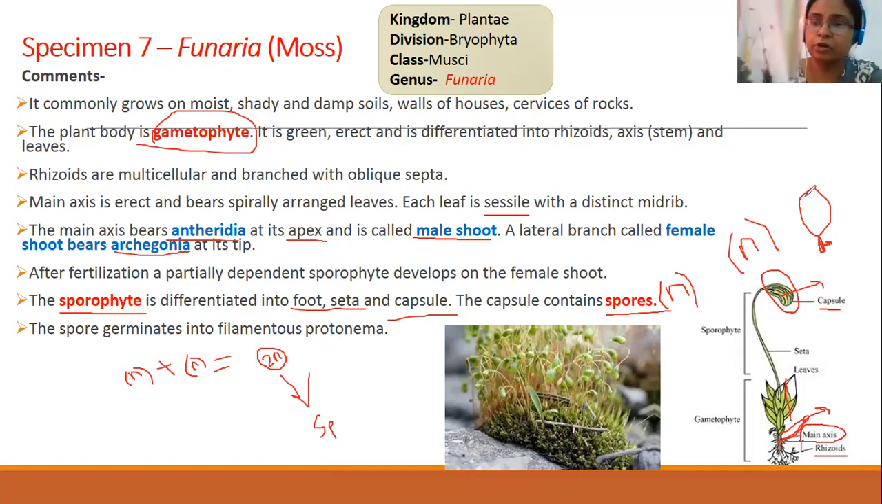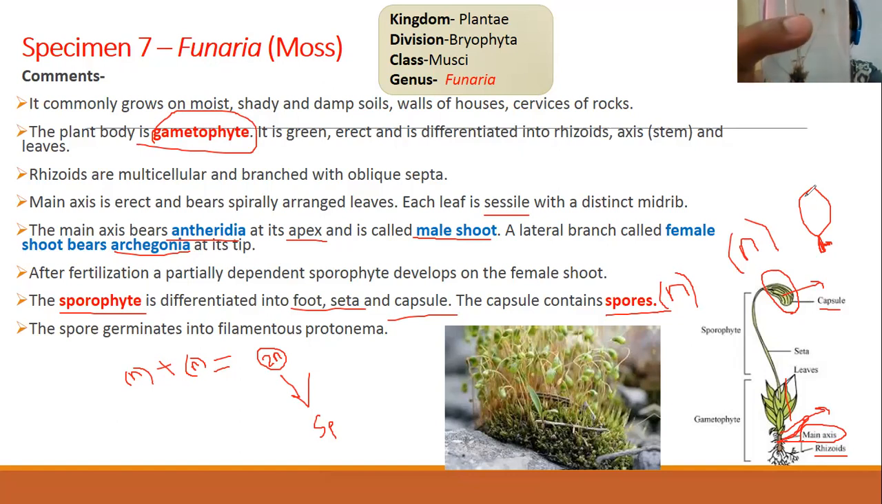So this is the model. Here you can see this is a moss. Here you can see this is the main plant body, which is the gametophyte. This main plant body is called a protonema. And here you can see how the sporophyte is attached to the main plant body.